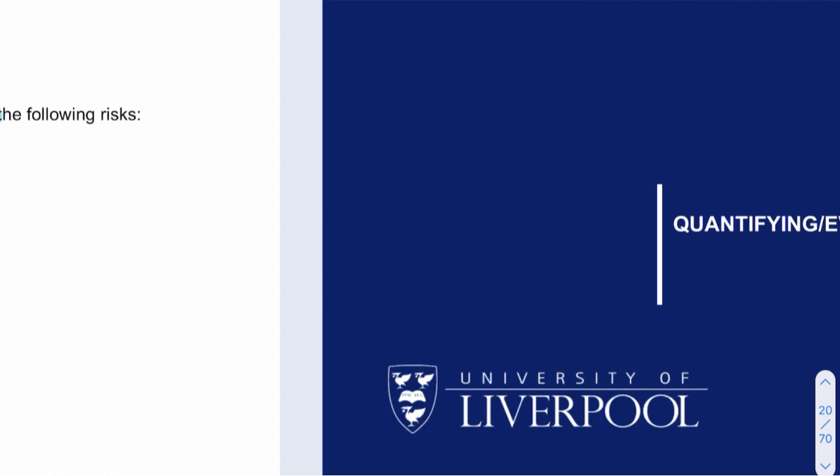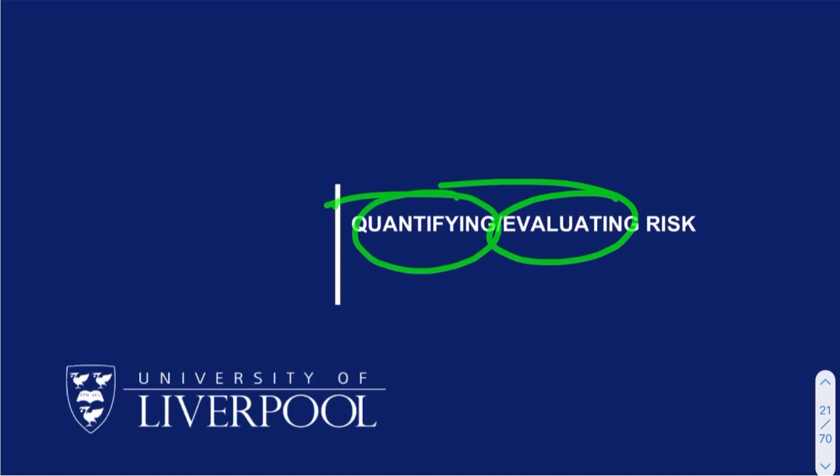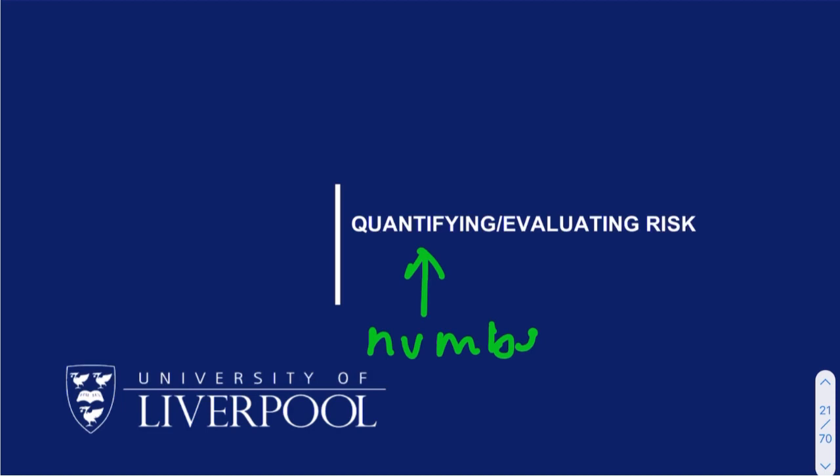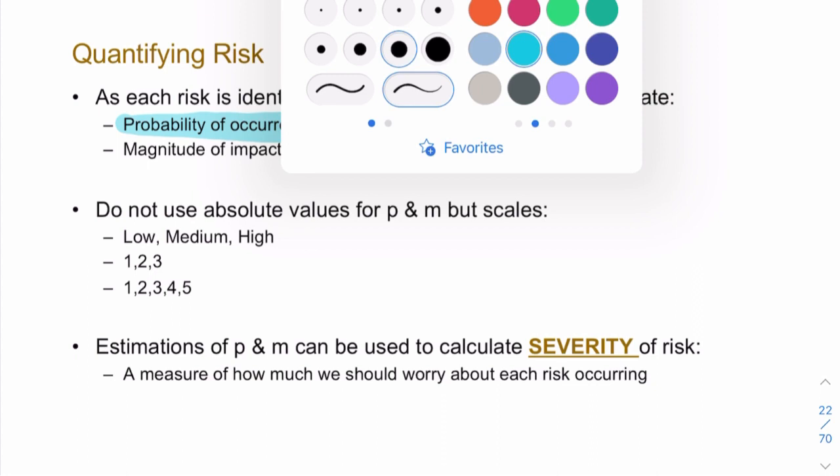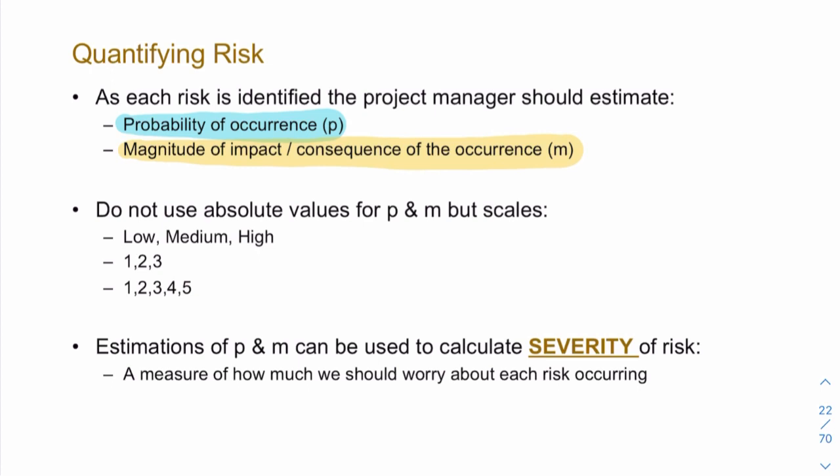So now what I want to do is to quantify and evaluate my risk. Quantify means assigning a number to it. Evaluating is doing something with that number. So, as each risk is identified, the project manager should estimate the probability of occurrence, how likely it is that something's going to happen, and the magnitude of the impact or the consequence of that occurrence. So we've got two numbers, P, the probability, and M, the magnitude.